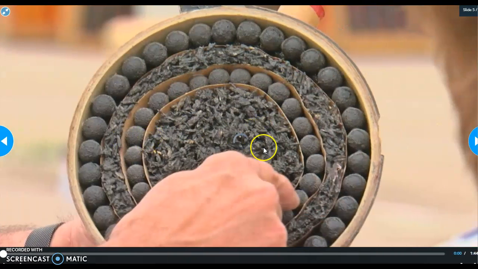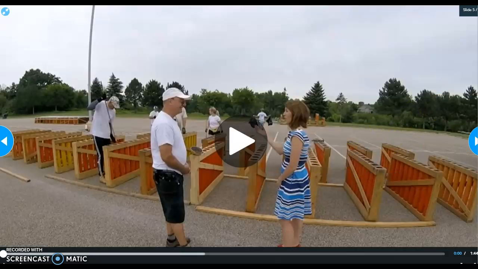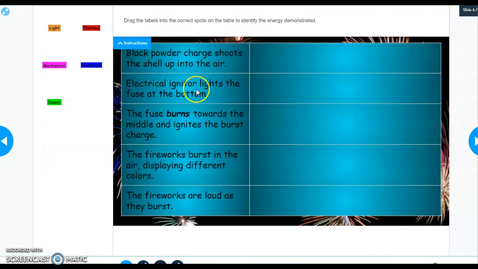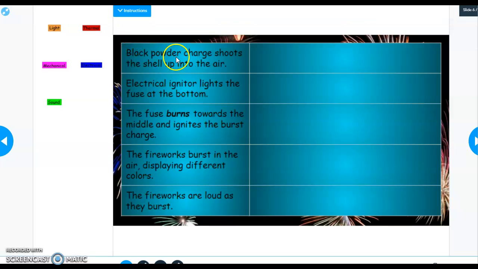This is a video showing them exactly how fireworks work. So you'll watch that with them or let them watch that, and then they will have to kind of revisit each step in a firework going off. And so they have to identify what form of energy is being demonstrated there. So the black powder is shooting the shell up into the air. If it's moving it up into the air, it would be mechanical because you have movement. The electrical igniter lights the fuse at the bottom would be electrical.